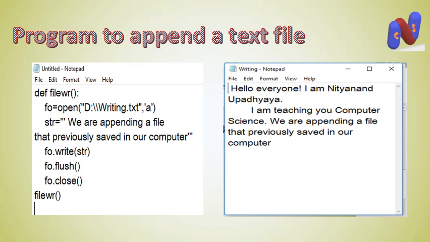You can see that in the previous program I had written only "Hello everyone, I am Nityanand Upadhyay", then "I am teaching you computer science", but in this one we are appending to a file that was previously saved in our computer. We can see the same thing in our output also. In our output you can see it is written: we are appending to a file that was previously saved in our computer. So in this way you have seen that we can append to a file with the help of file access mode 'a'.